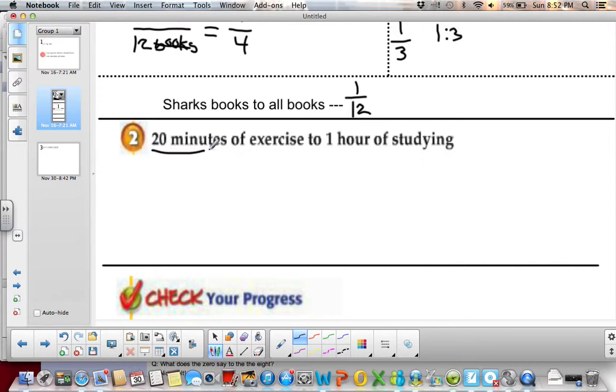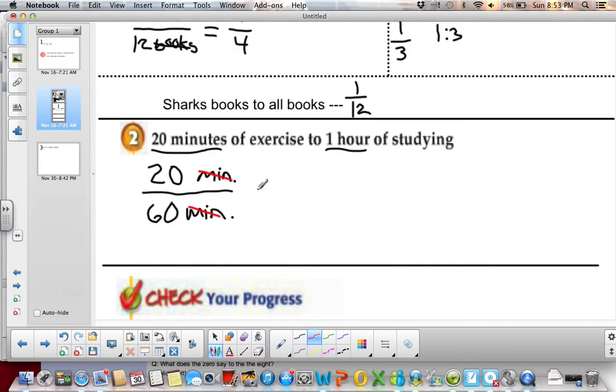Okay, if we have 20 minutes of exercise to 1 hour of studying. So I have 20 minutes and I have 1 hour. Remember, my ratio has to be in the same units. So I am going to write this as 20 minutes. I'm on my computer at home, so that's why it's a little bit slow. And then I'm going to convert my 1 hour to minutes. So I know that there's 60 minutes in an hour. So I have 20 minutes out of 60 minutes.